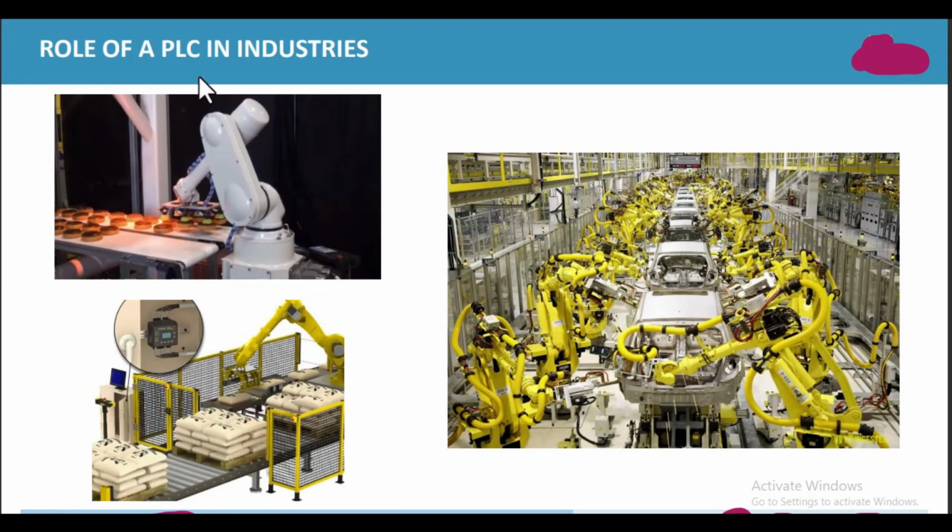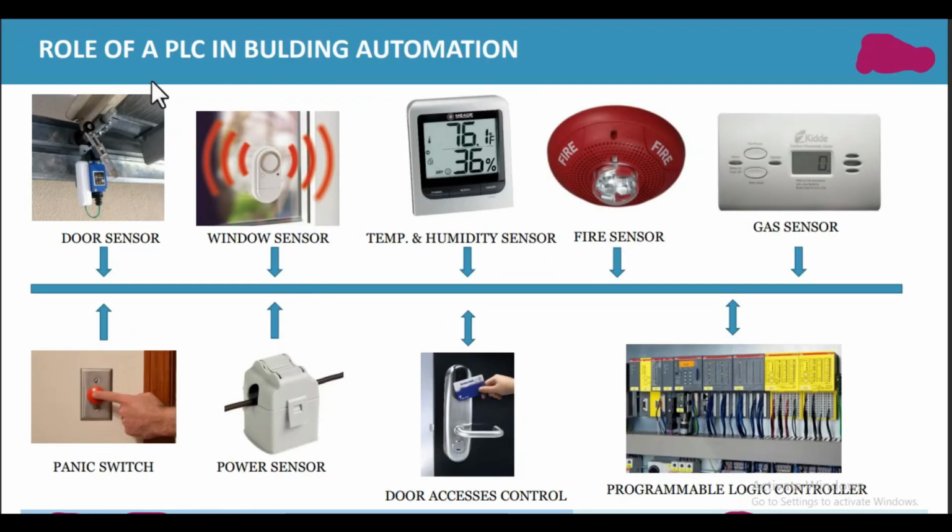Role of a PLC in industries. PLCs are used in different kinds of industries, for example automotive industries, manufacturing industries, cosmetic manufacturing industries, and every kind of industry. In each and every kind of industrial manufacturing, you can use the PLC.